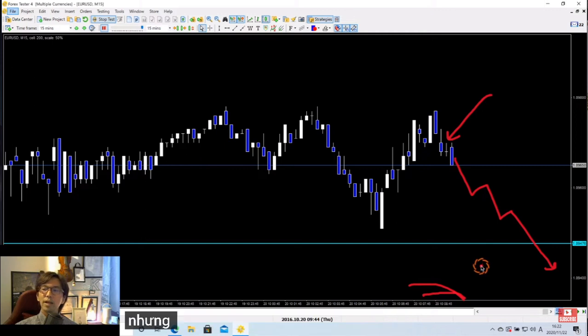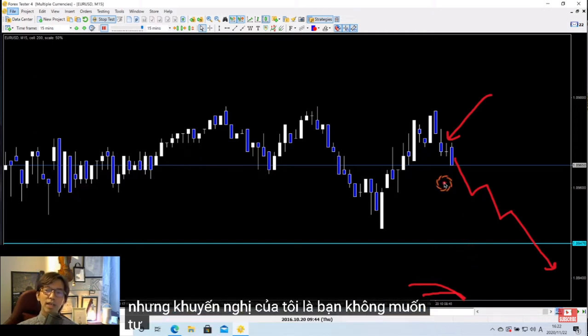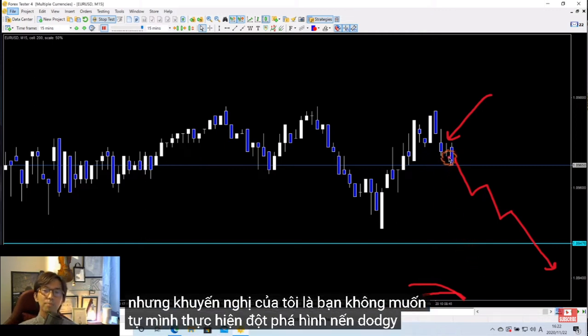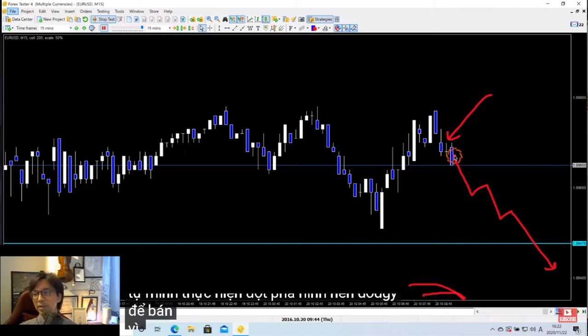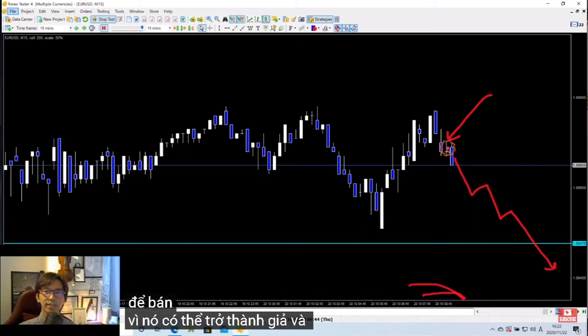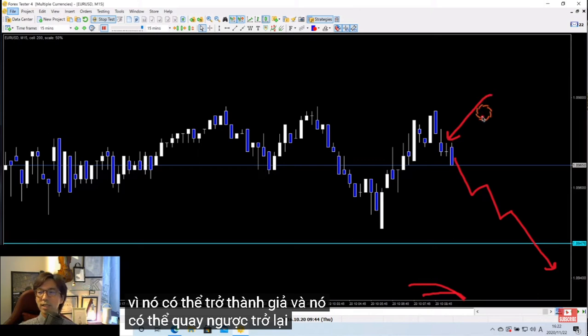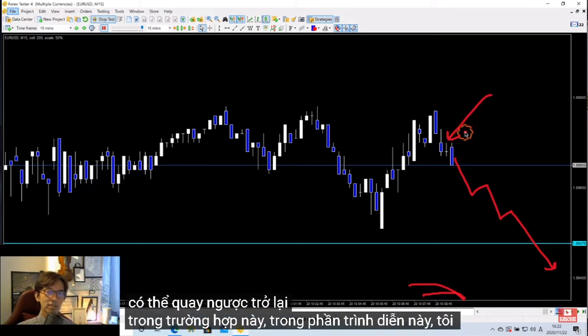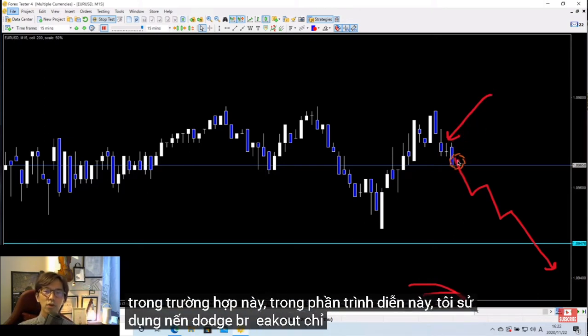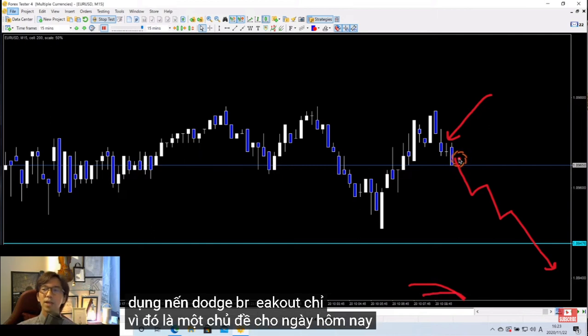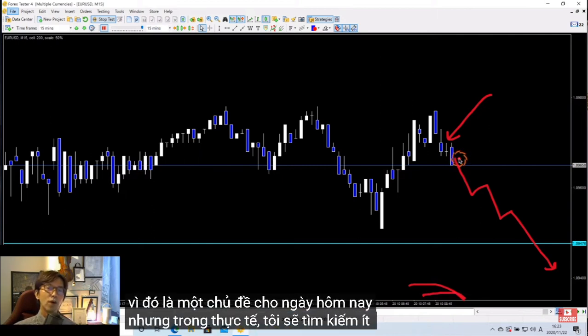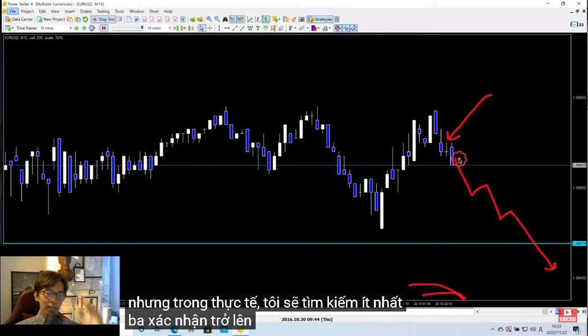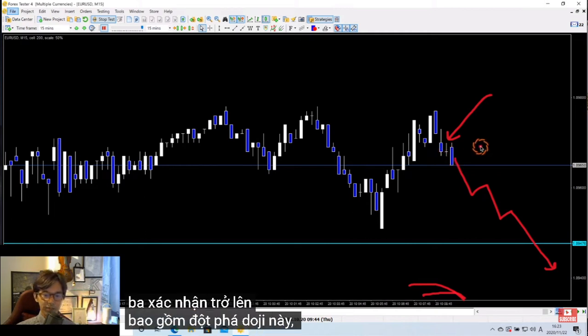But my recommendation is you don't want to take a doji candlestick breakout by itself to sell, because it might become fake and it might retrace backwards. In this demonstration, I use the doji candlestick breakout only because that's the topic for today. But in reality, I would look for at least 3 confirmations or more, including this doji breakout.